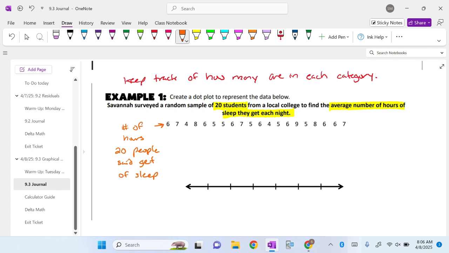Now, we are going to make a dot plot. All right. So the first thing I want to do is find my lowest and highest hours of sleep because those will be the two ends of my axis for my dot plot. So take a minute, look through that data set. What is the lowest number in that data set? It is 4. So I'm going to label my lowest 4. What's my highest? 9. All right. And then I'm just going to fill in the ones in between. So 5, 6, 7, and 8.